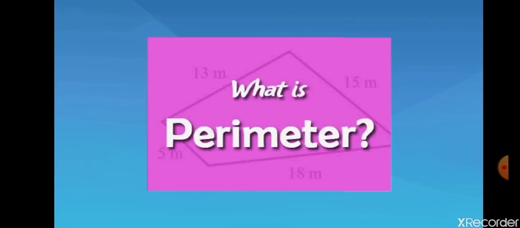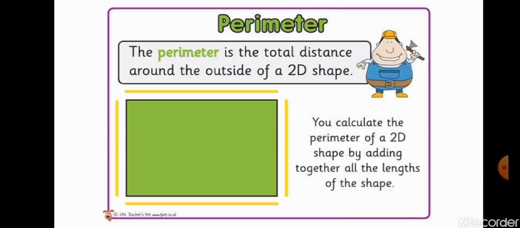First one is, what is perimeter? Perimeter is the sum of the sides of any figure. Now the perimeter is the total distance around the outside of a 2D shape.